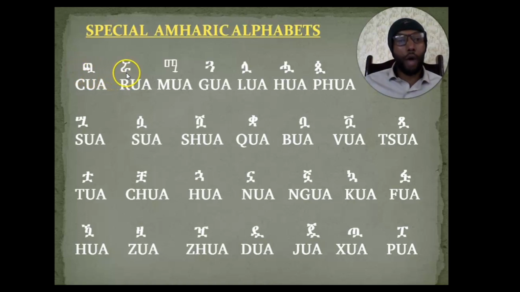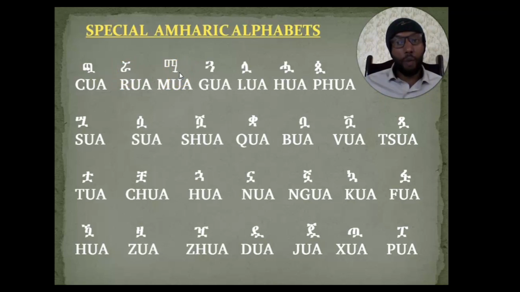The other one is Roa. This alphabet called Roa came from the basic alphabet Ra. If you remember, there is a basic alphabet called Ra, and its subgroups were Ru, Ri, Ra, Re, R, and Ro. So this alphabet called Roa comes from the basic alphabet Ra.